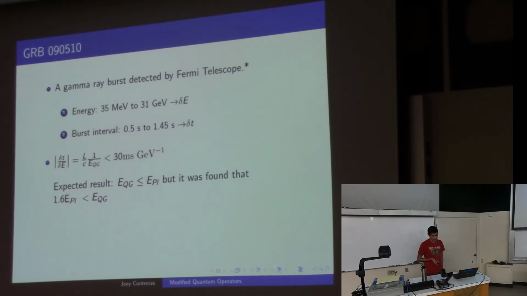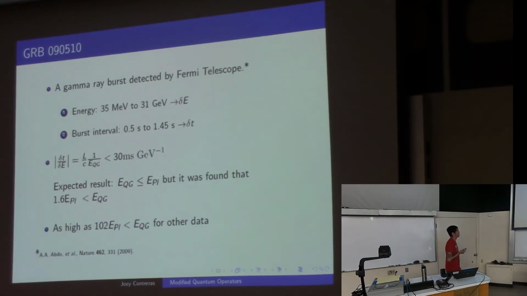Now, I should note here that the expected result was that we would see quantum gravitational effects well before the Planck energy. However, it was found from the calculations here that the quantum gravity energy would be 1.6 times the Planck energy. Now, this is a bit of a problem. I mean, 1 times the Planck energy would have been better. But yeah, 1.6 is a little concerning. And honestly, if you think that's bad, for other data, it was as high as 102 times the Planck energy. And so whether or not that's a damper on minimal length, well, that remains to be seen.